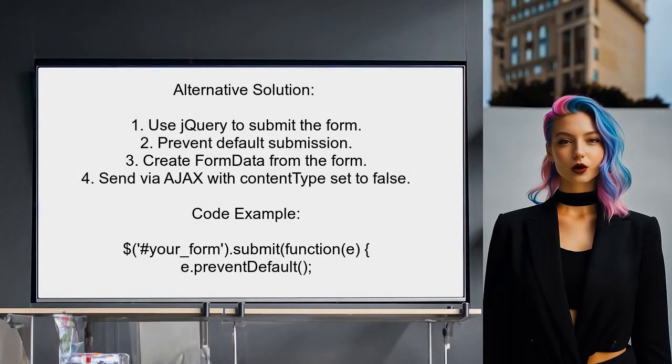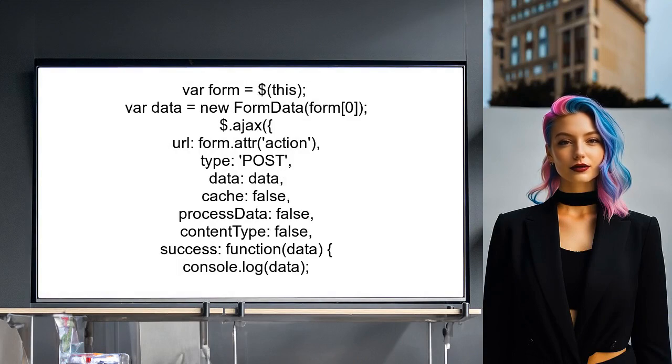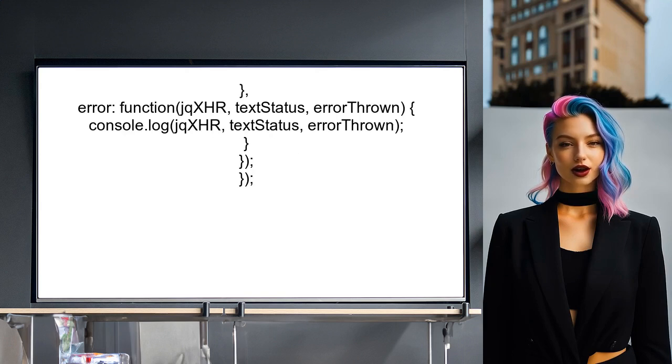An alternative solution provided by another user involves using jQuery to submit the form. They prevent the default form submission, create a FormData object from the form, and send it via an Ajax request. They emphasize setting the content type property to false to ensure the file uploads correctly.